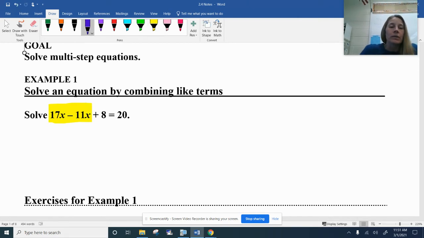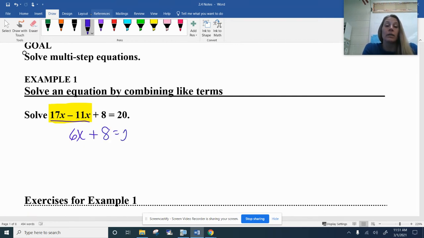When that happens, the best route to solving this would be to combine those like terms on the same side together. So 17 minus 11 will give you 6, and because they're both x terms, your answer will also have an x, so it'll be 6x.